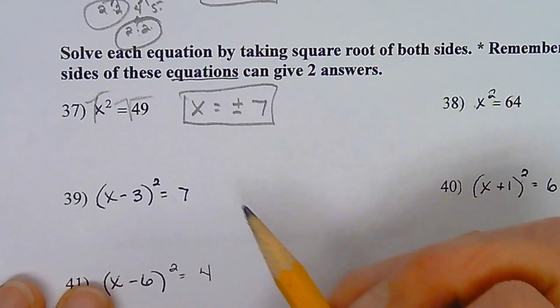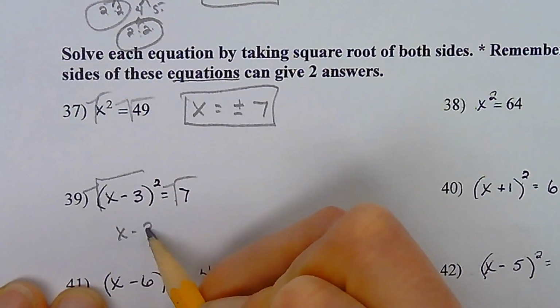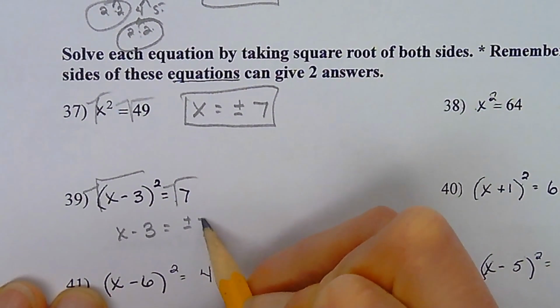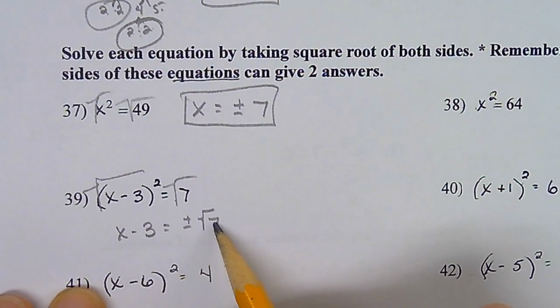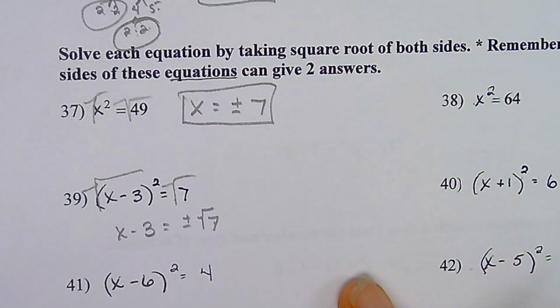For 39, if we take the square root of both sides, we get x minus 3 on the left and plus or minus the square root of 7 on the right. This is not a perfect square. It's going to have to stay in the radical, and it can't even be simplified. So that's it, plus or minus the square root of 7.